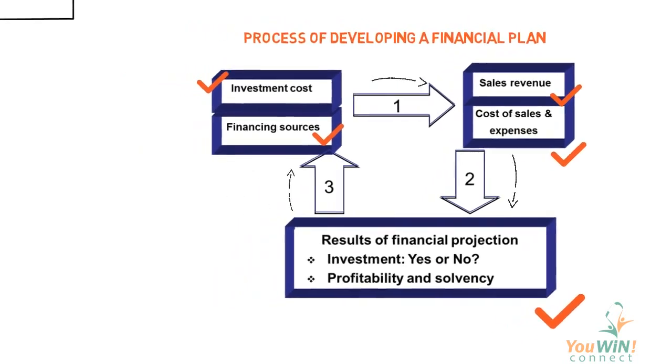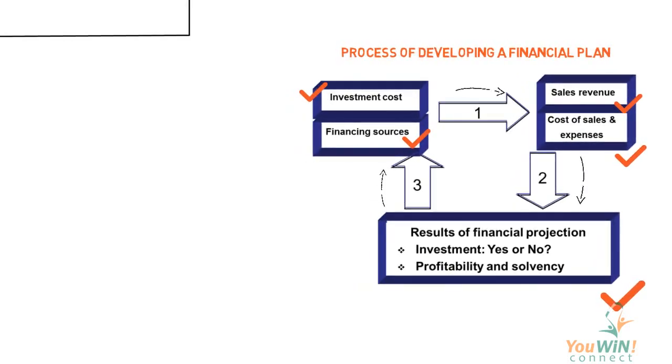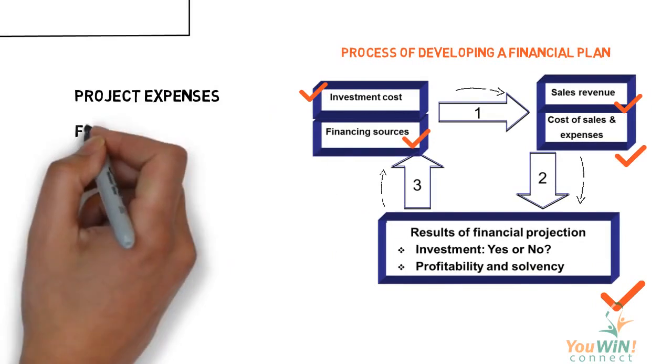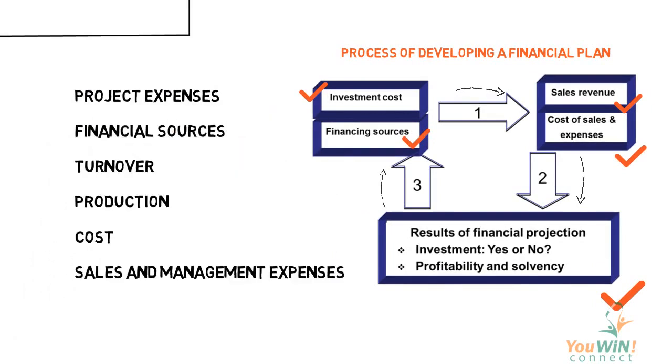Okay, so where do we get input data for the financial projections from? One, project expenses. We get this from the person managing the project or the owner of the project about the size. This is based on opinions of the sales and operations departments. Financial sources: estimation of the financial department. They will be able to tell where the financing will come from and what kind of mix the financing would be. Turnover will be the forecast of the sales department.